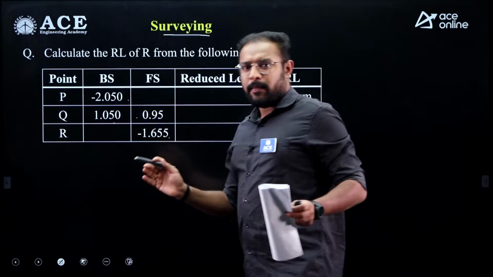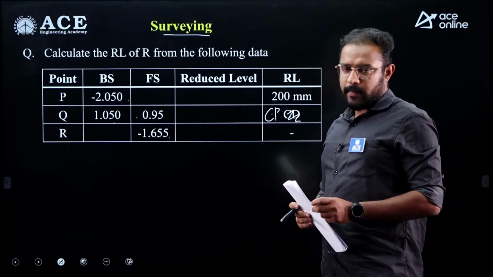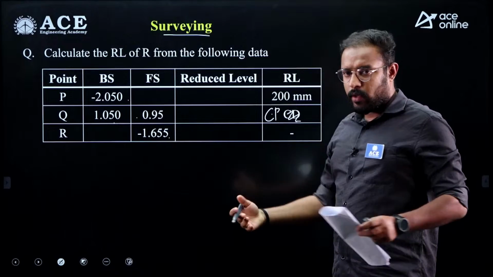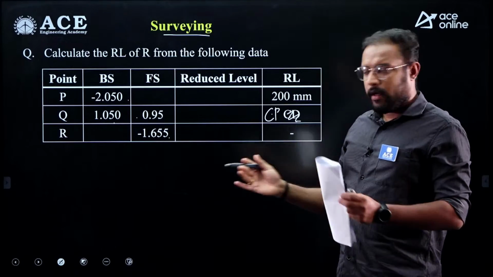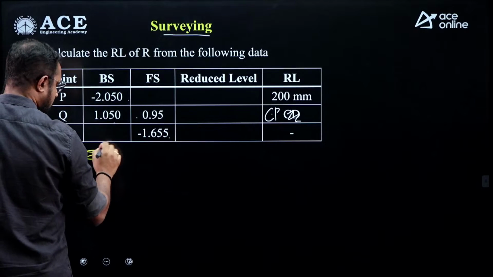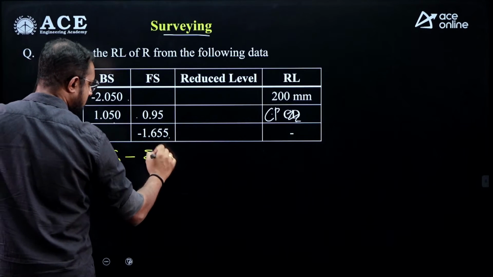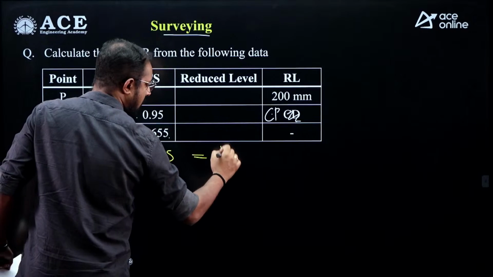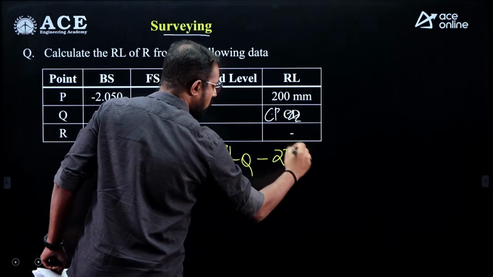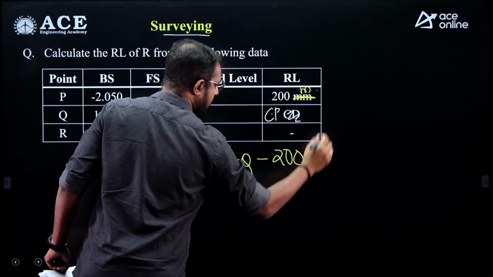Just apply the arithmetic check. You don't have to go with the height of the instrument method or the rise and fall method. No diagrams are required. So what is the arithmetic check? Summation of all backsights minus summation of all foresights is equal to last RL minus first RL. So in this case, RL of Q minus first RL, that is 200. Please remember this has to be in meter only.